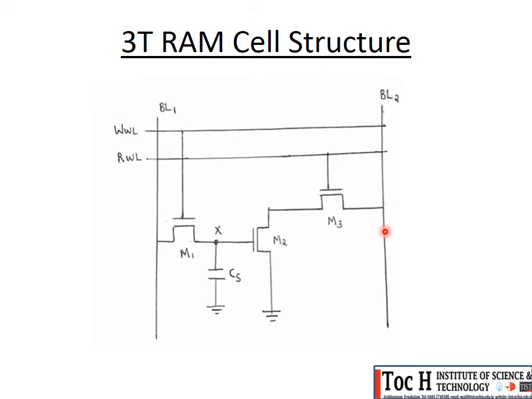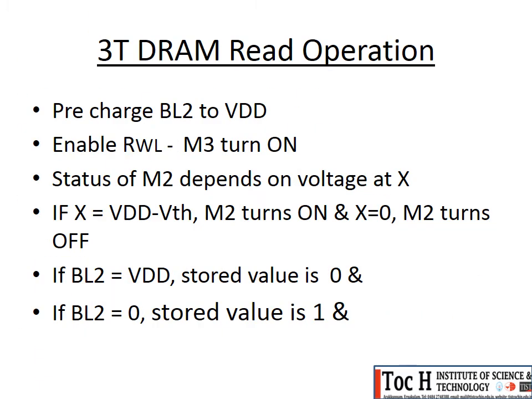So as a conclusion, after enabling the RWL word line, if the BL2 value remains the same as the pre-charged value, that is VDD, then the stored value, the read value, is 0. And if the BL2 value goes from the pre-charged value VDD to 0, then that means the stored value is 1. So that is the read operation of 3T DRAM.